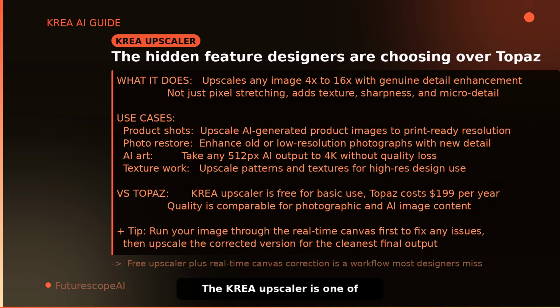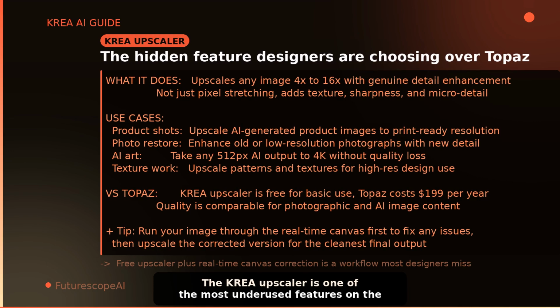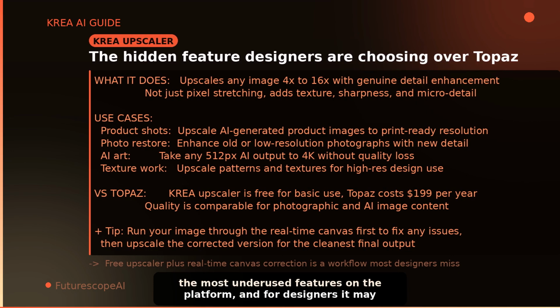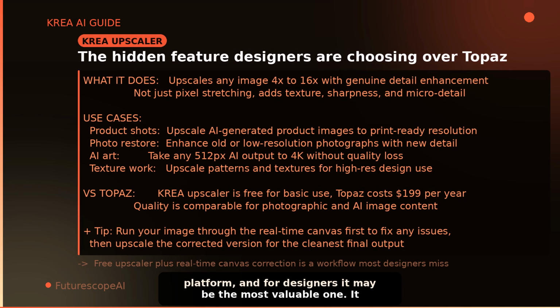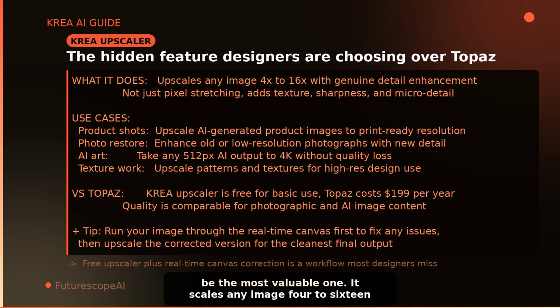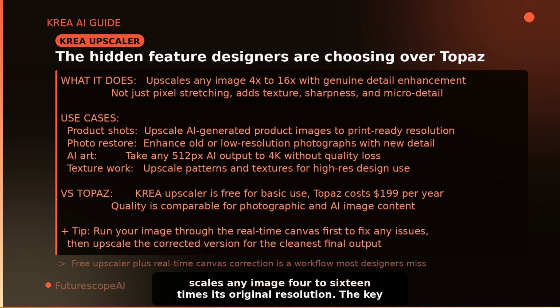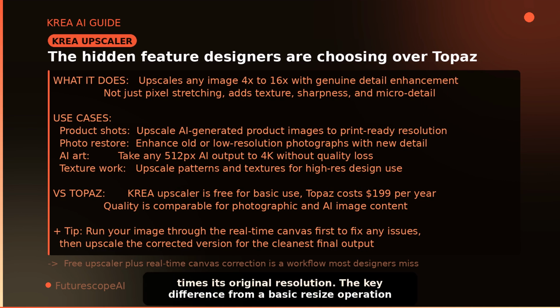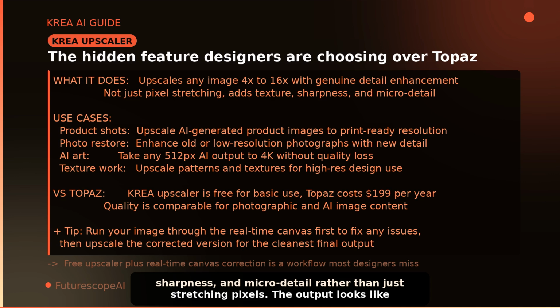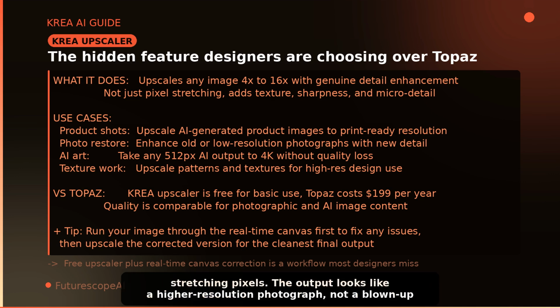The KREA upscaler is one of the most underused features on the platform, and for designers it may be the most valuable one. It scales any image 4 to 16 times its original resolution. The key difference from a basic resize operation is that the upscaler adds texture, sharpness, and micro detail rather than just stretching pixels. The output looks like a higher resolution photograph, not a blown-up small image.